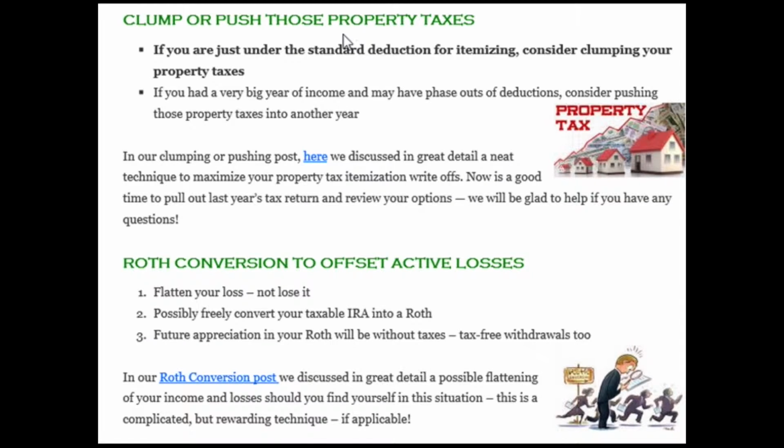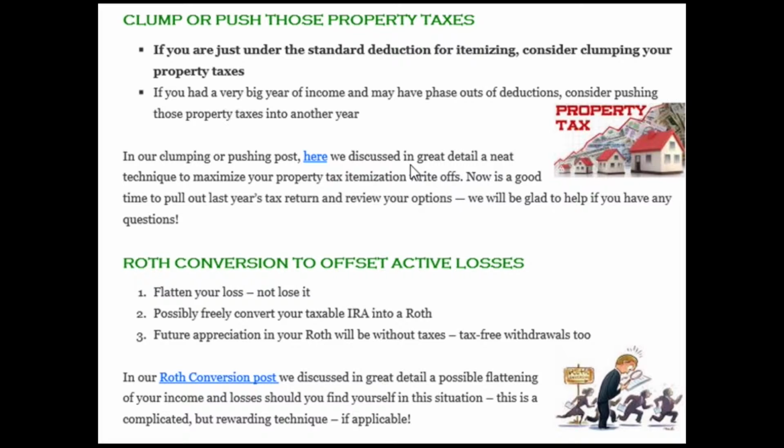Okay, clump or push. This is a very neat technique. If you happen to be just under your itemized amount, so you're just doing a simple 1040 and you're paying your property tax, consider clumping those together. What I mean is putting two in the same year, and that may jump you over the itemization. If every year you were just under your itemized amount, you're going to lose some of your tax dollars, because you're not getting all of your tax itemization if you don't clump. It's totally legal. We're not ever pushing any gray areas. The other thing, and I call this the push: if you had a big year and we may have some phase outs, consider pushing those property taxes into the next year.